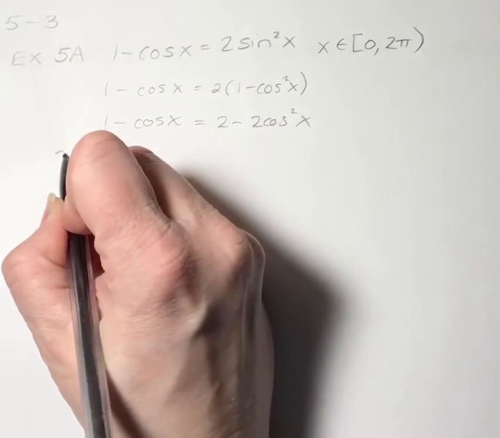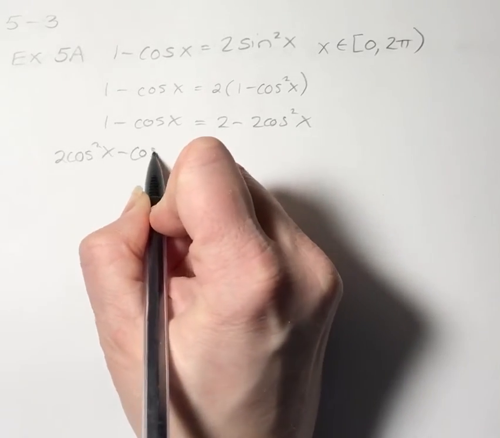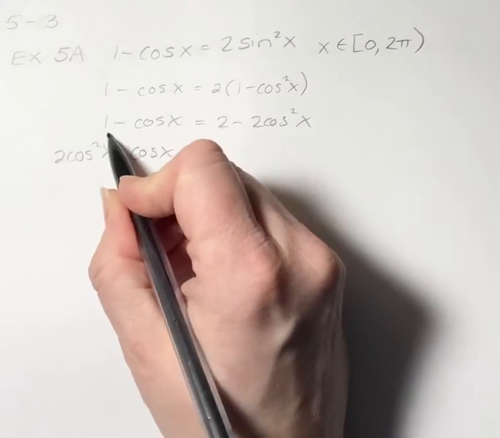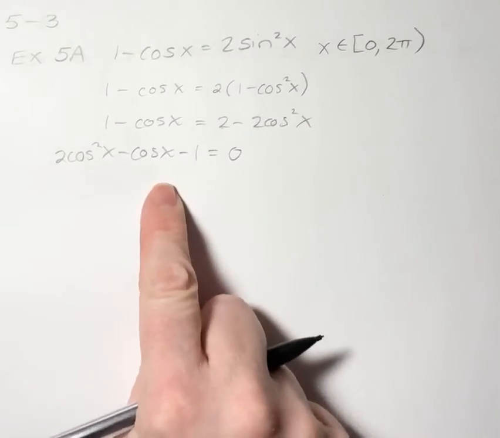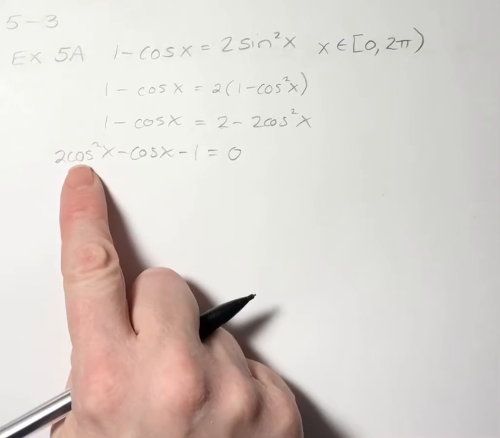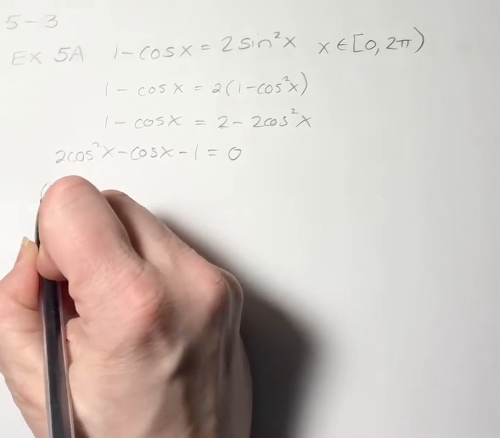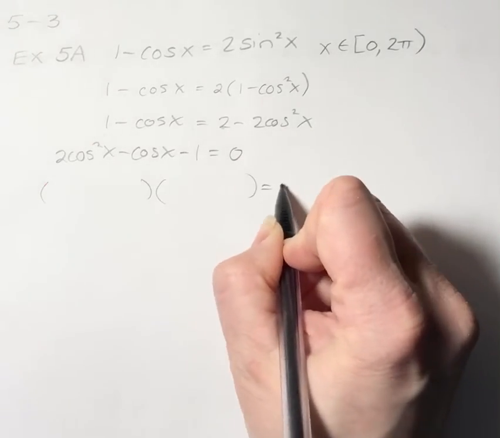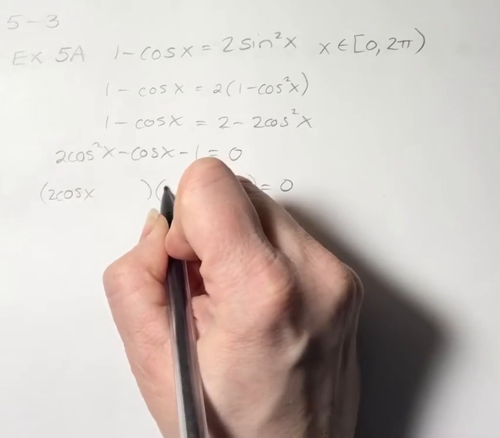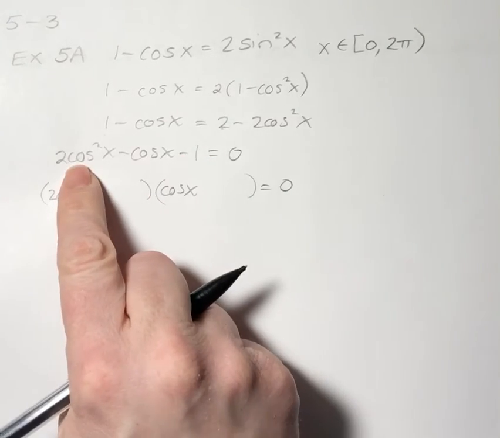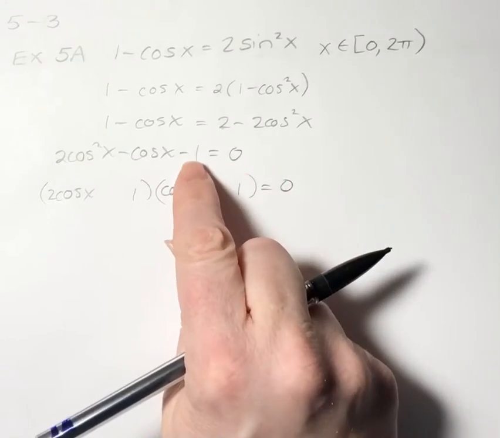So I've got 2 cosine squared of x minus the cosine of x, and when I subtract 2 from both sides, I get a minus 1. So this fits quadratic form. I have something squared, and I have that something to the first power. So 2 cosine of x times the cosine of x is going to give me 2 cosine squared of x. And then 1 times 1 will give me my 1.